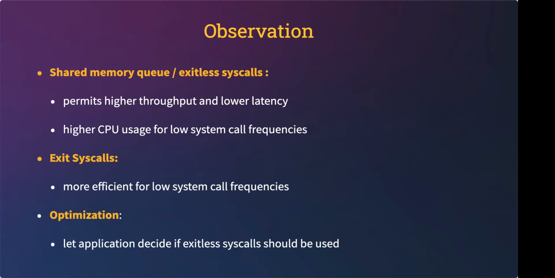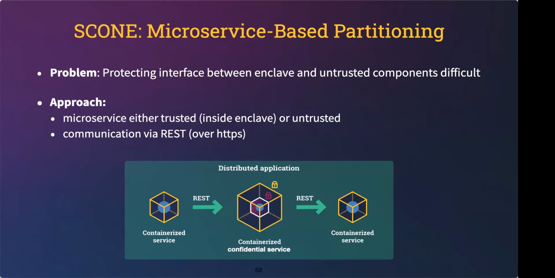So as an application you can decide what you want to use, if you want to do exitless or if you want to use O calls for system calls, and you optimize that. And typically, if you have high throughput, you use the asynchronous call, the exitless system calls, and otherwise you use the O calls. So there are some optimizations that one can do.